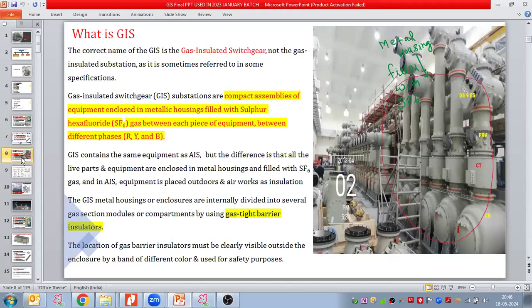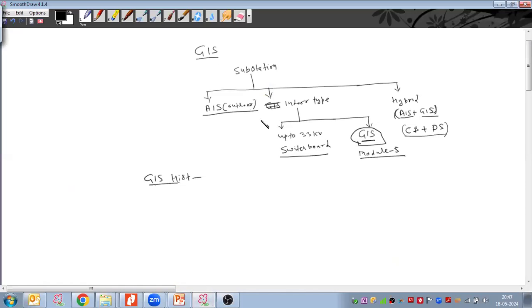The correct name of the GIS is gas insulated switchgear. Why am I telling this name? Because in many specifications, GIS is written as gas insulated substation. In order to correct this concept, I'm telling what the correct name of the GIS is. GIS stands for gas insulated switchgear, meaning the switchgear equipment is insulated by SF6 gas. So the correct name of the GIS is gas insulated switchgear, not gas insulated substation, as it is sometimes referred to in some specifications. GIS stands for gas insulated switchgear, not substation. This is what I'm trying to stress here.